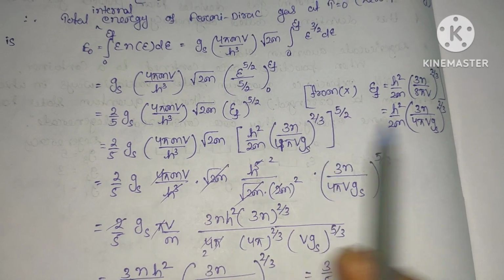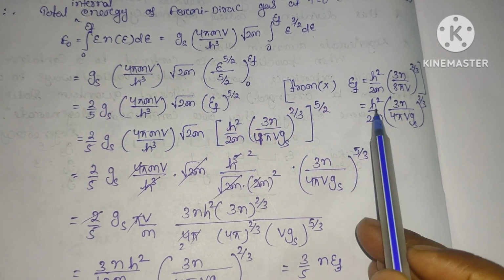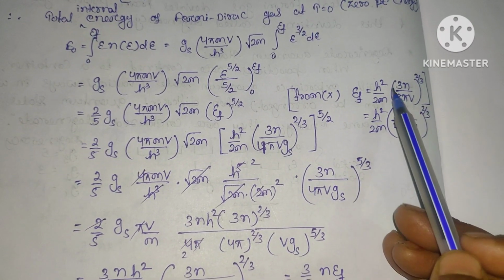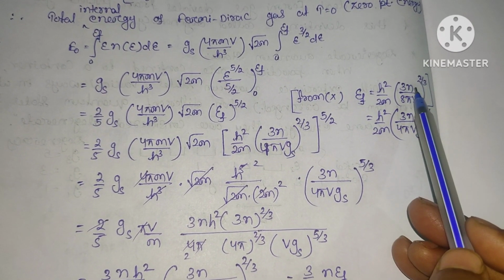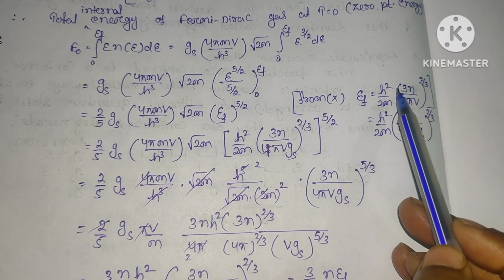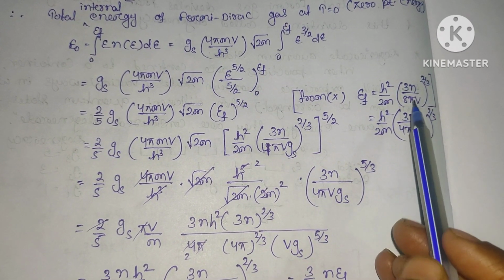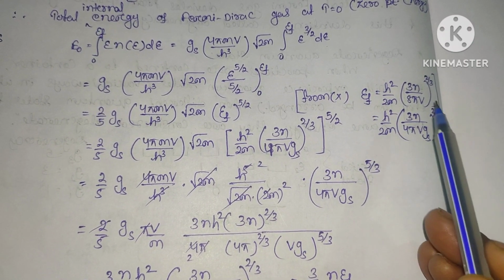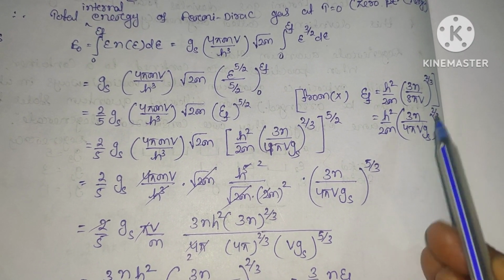Now from the previous equation we have already calculated that the Fermi energy EF will be equal to h bar square by 2m into 3n by 8 pi V whole power 2 by 3. Or it can also be written as EF equal to h bar square by 2m into 3n by 4 pi V into Gs.